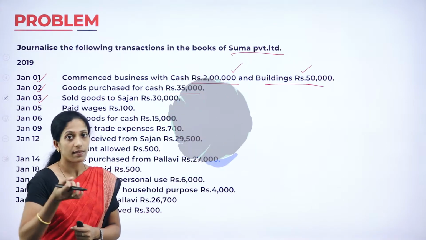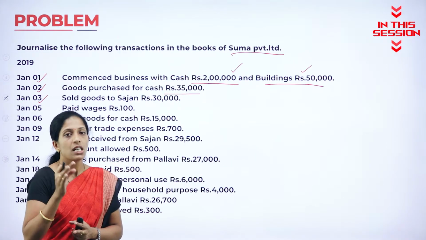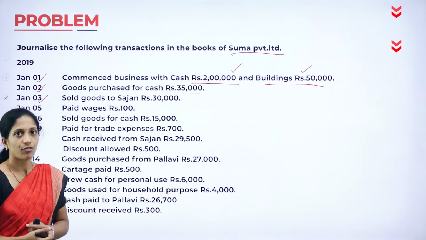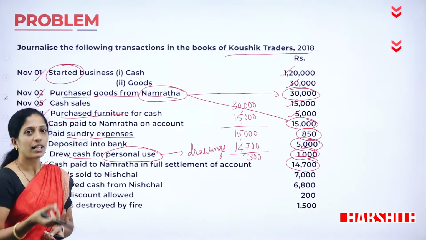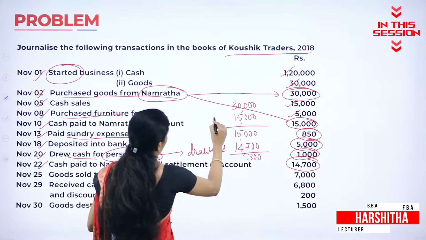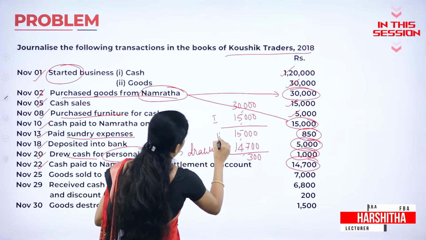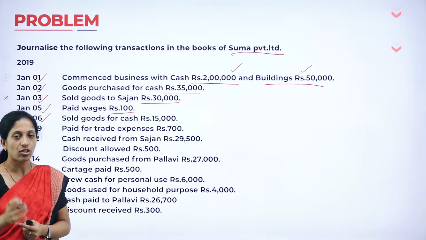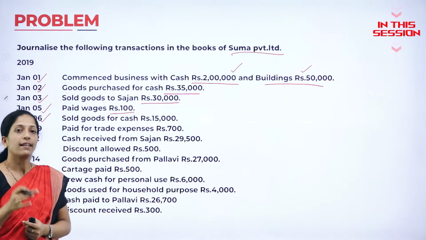Here Sajan is receiving the goods, so debit Sajan's account to sales account because goods go from the business. So actually the amount that has to be paid to Namrata is 30,000, out of which first we have paid 15,000. Next we had to pay 15,000. So when goods is sold, what comes to you? Cash, and what goes out from you? That is goods.